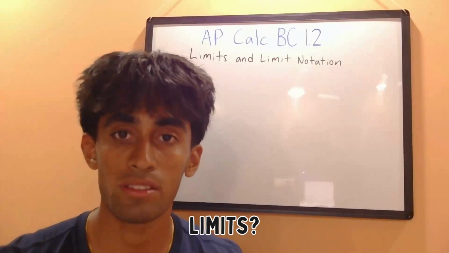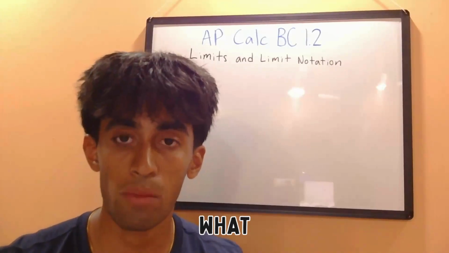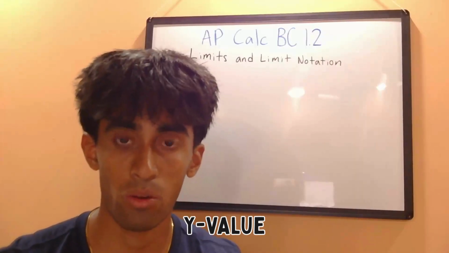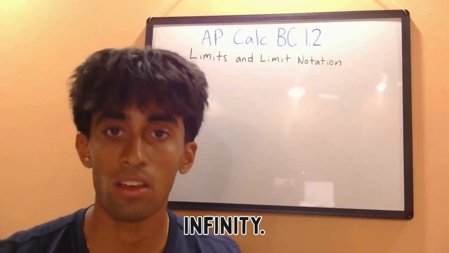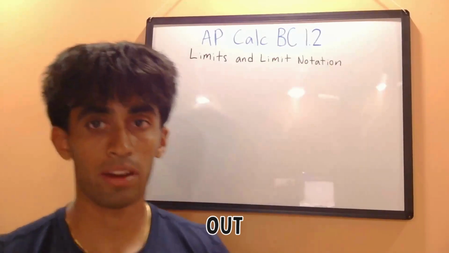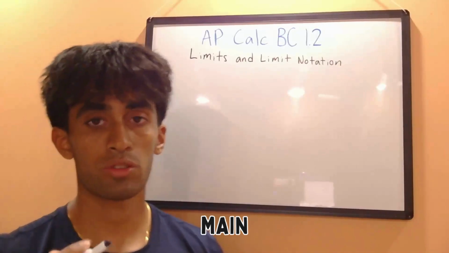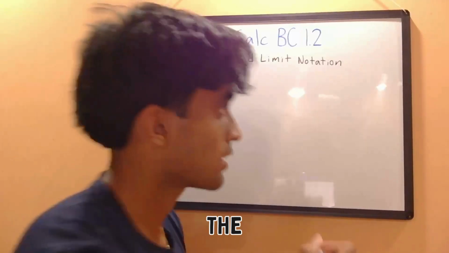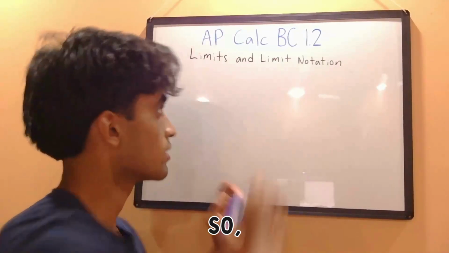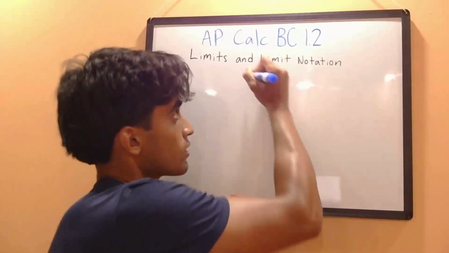So, what are limits? Limits basically help us describe what happens to a function or a y value as x approaches a number or infinity or negative infinity. So, first let's actually write out limit notation. There's three main types of limit notation we're going to be talking about. The first one is the two-sided limit. It's written like this.